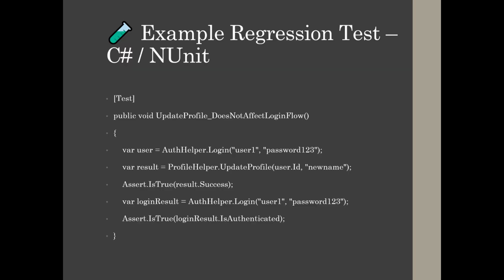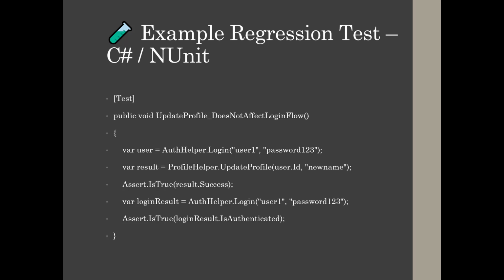So, I like to show you examples. Here is an example of C# using NUnit. And we've built this test to ensure that updating a user's profile doesn't interfere with their ability to log in again. So this is a classic regression scenario.